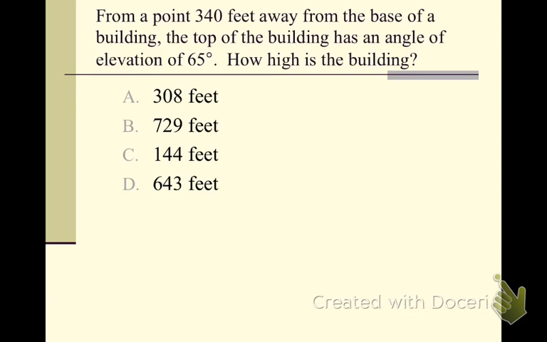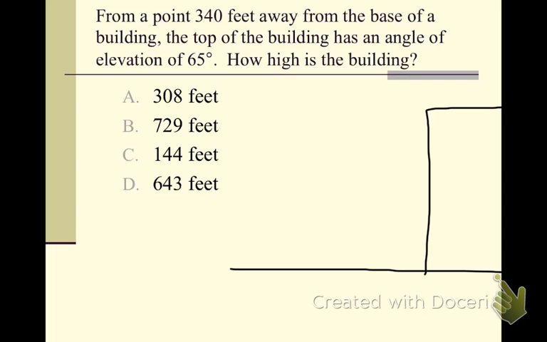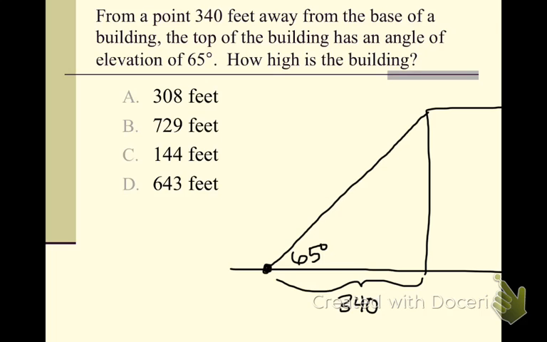Okay, we can use right triangles to set up problems involving shadows. For instance, we've got a building. Here's a building. We've got a point 340 feet away from the base of the building. Here's the bottom, here's the ground. Let's pick a point right here. This distance we're calling 340 feet. And from that point, the top of the building forms an angle of elevation of 65 degrees. How high is the building? What we're really after is this height of the building, x.